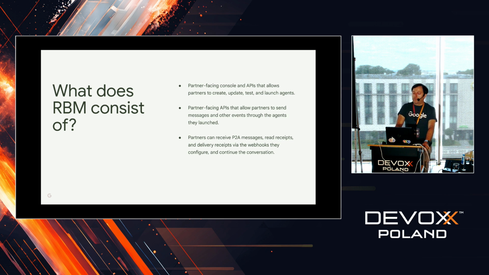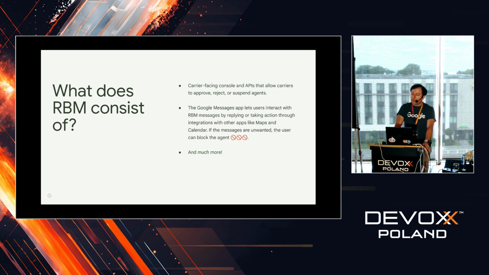We also have partner-facing APIs, which allow the partners to actually send the messages and events, and perform a few other operations related to sending the messages. The partners can also receive the replies via webhooks that they register, and these replies are sent from the user to Google Infrastructure, to Google Cloud PubSub, and there are RBM servers that sit in between and orchestrate that. We also have carrier-facing consoles and APIs.